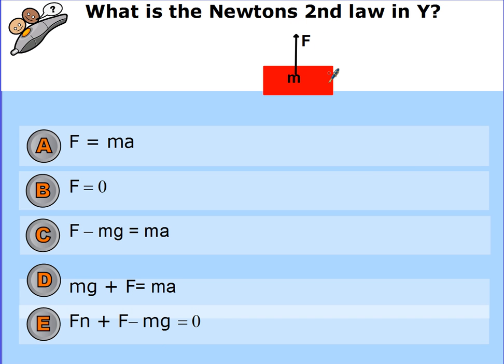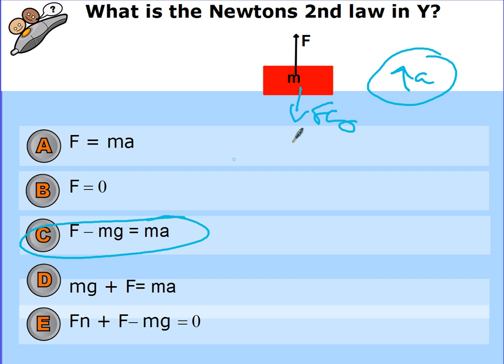Now, what's Newton's second law and why? I'm lifting it up. Let's see. I have Fg going down. Tell you what, I'm not real sure. If it's sitting on the surface, Newton's second law, well, if it's Newton's second law, that means it's accelerating. It means you've got some sort of acceleration. So it has to be C.